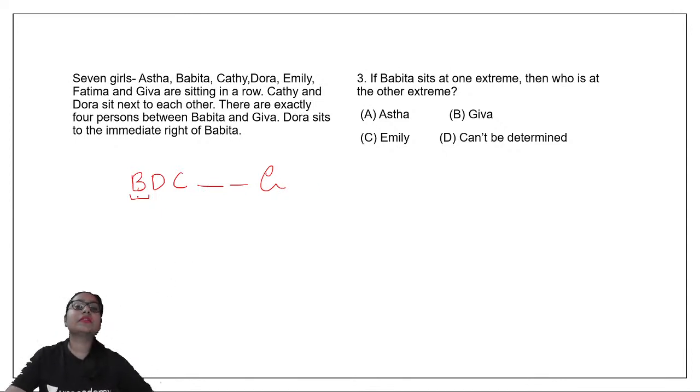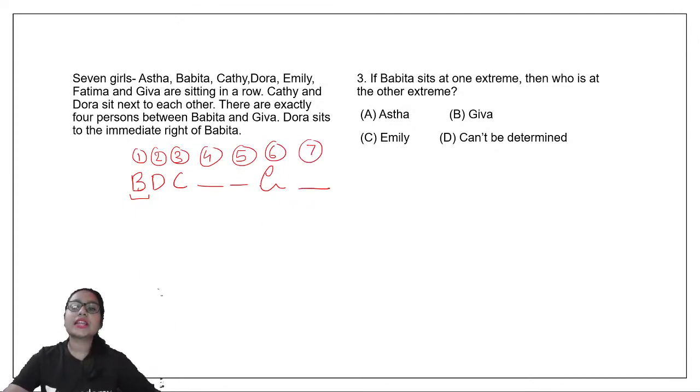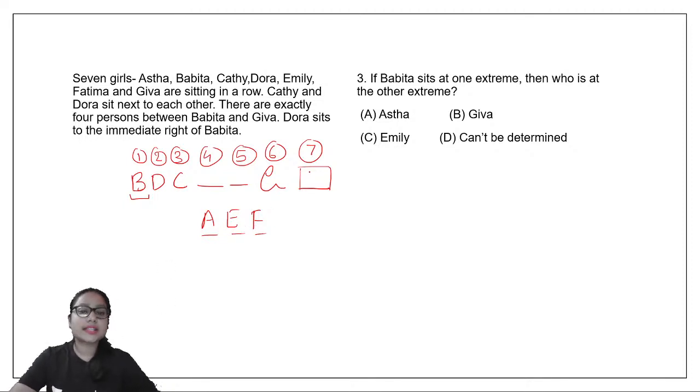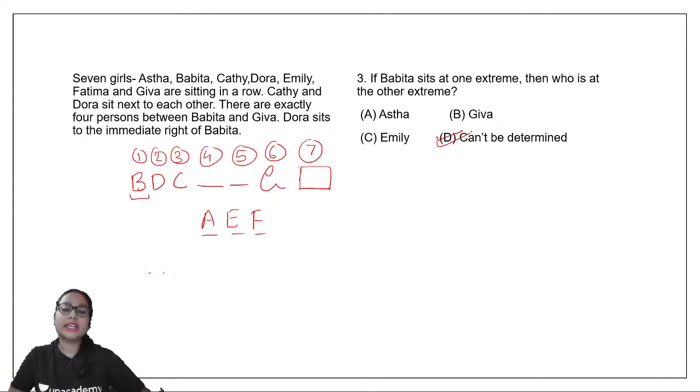Okay, so if this is the one extreme position, let us count the positions. 1, 2, 3, 4, 5, 6 and 7. It means I'll add one more space here. So we just have to figure out who is going to sit here. Now how many people are remaining? A is remaining, E is remaining and F is remaining. Any one of these 3 girls can sit here. Agreed? Yes. So can I get a unique value of the person who is going to sit at the last position, at this rightmost position? No. It means the answer to this question would be cannot be determined.